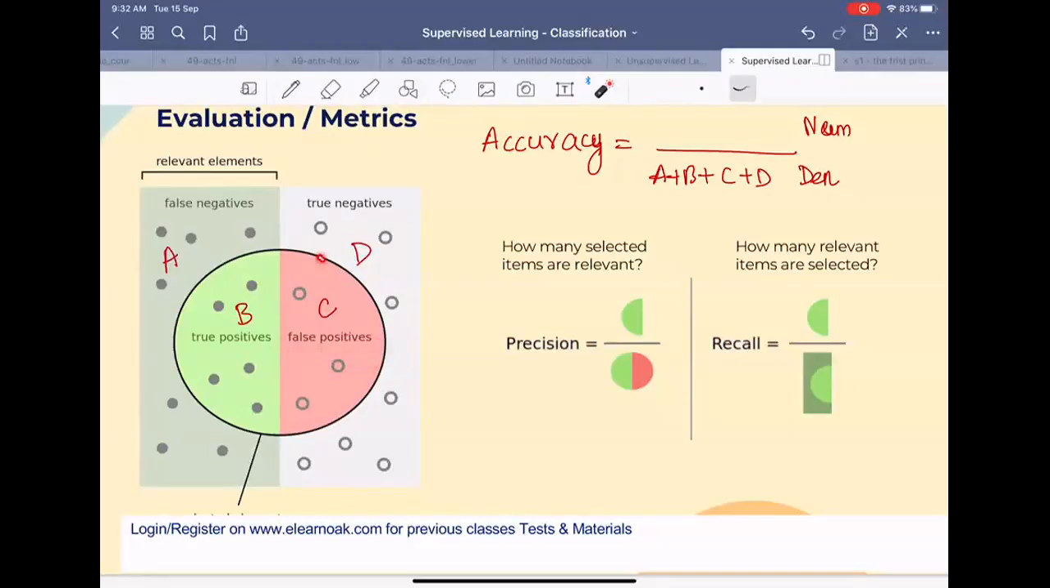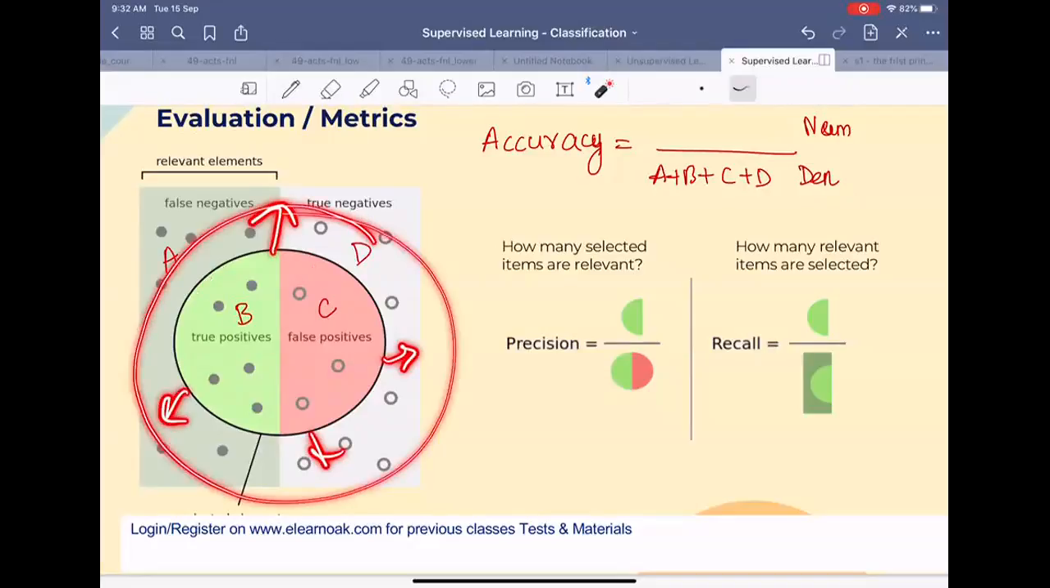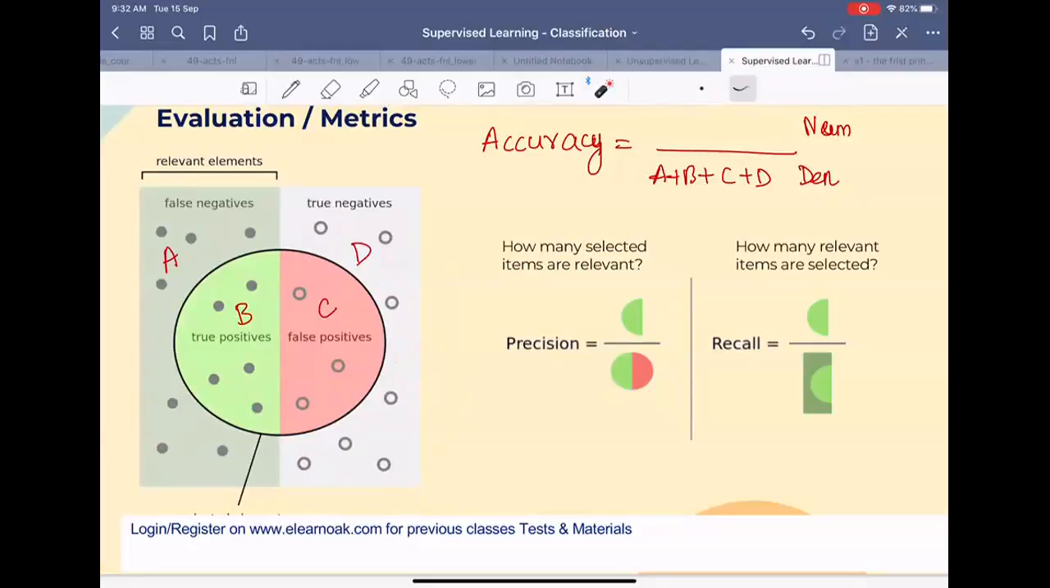Now we have another shape. We have a circle, and this circle is a prediction of our algorithm. Our algorithm says that everything inside the circle are people who have survived, and everything outside the circle, in every direction, are people who have not survived. So I hope you understand what the circle is and what this line is.